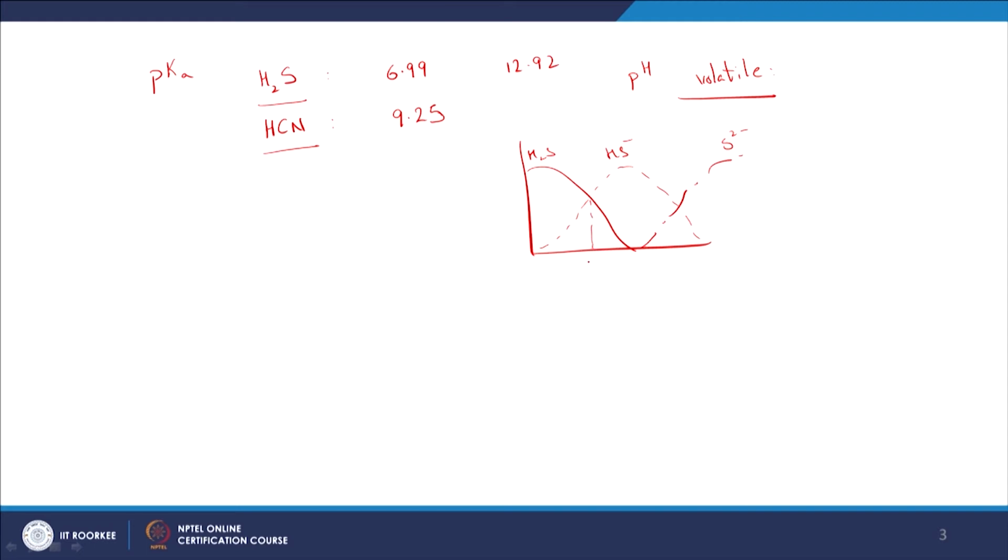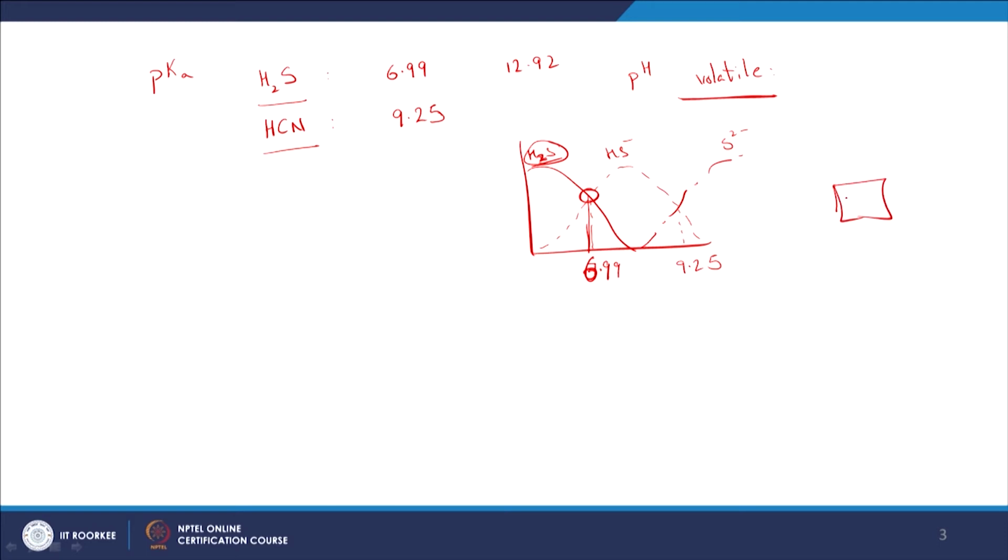So this is around 7, or 6.99, and this is 9.25. And what do we see here? At pH 7, there is a considerable amount of H2S present, the protonated form, which is neutral, and so it can be volatile or be stripped out of your solution. Now what does this mean?